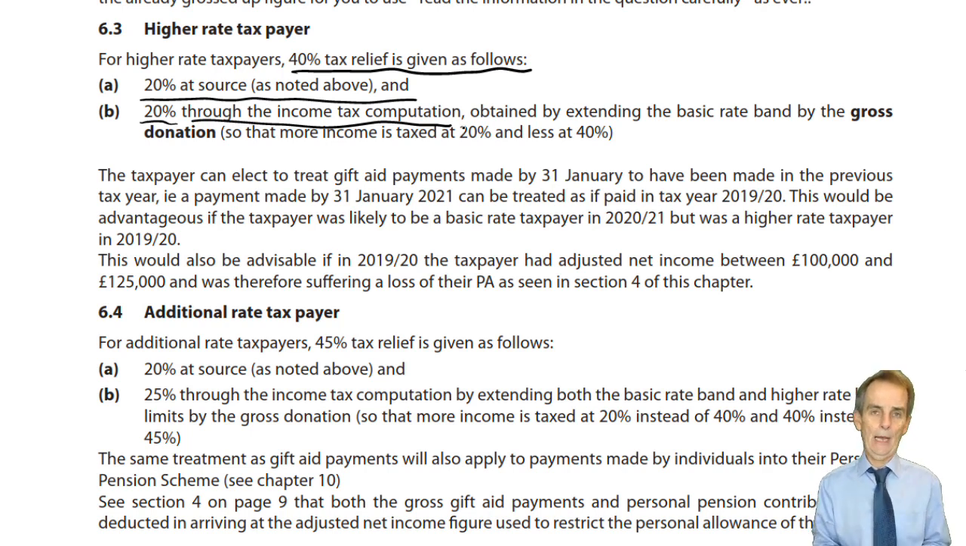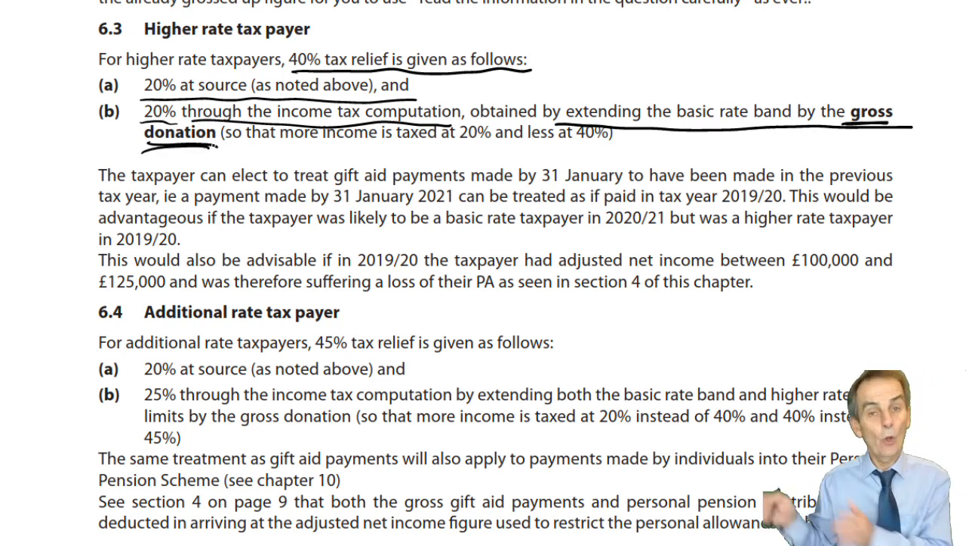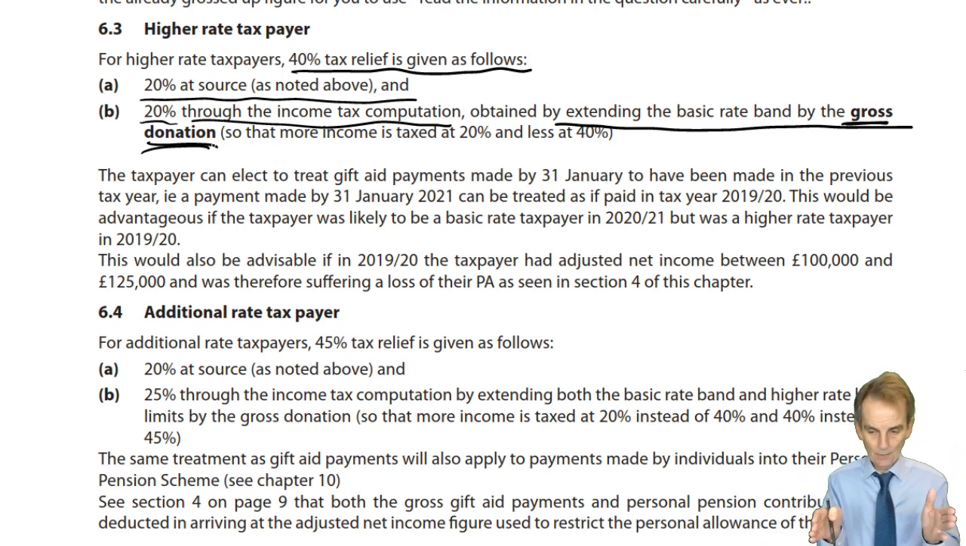Well, before we do the tax calculation, if there are gross gift aid payments or indeed gross personal pension contributions identified within the question, then we take that gross amount. If we're a higher rate taxpayer, what do we do? We extend the basic rate band, again, always using the gross figure, by the gross donation or the gross personal pension contribution.